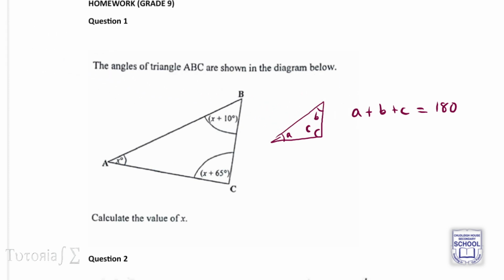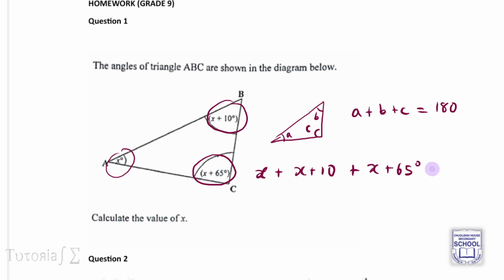So in this case, we're going to say this angle here, which is X, plus this angle here, which is X plus 10, plus this angle here, which is X plus 65 degrees. This should add up to what? 180 degrees. Okay, so this is the fact that we're using. This is a principle that you should know.